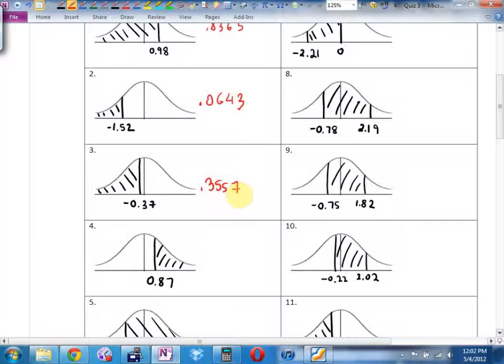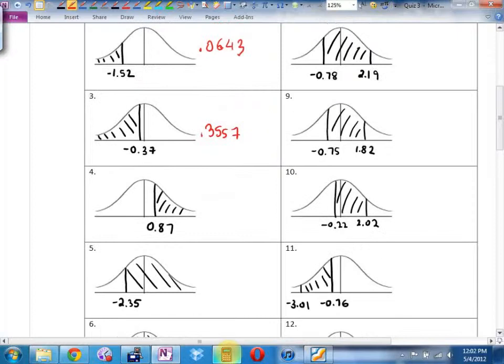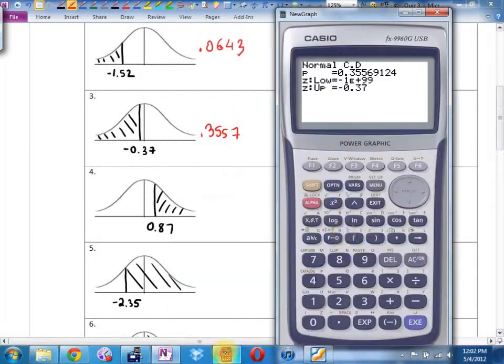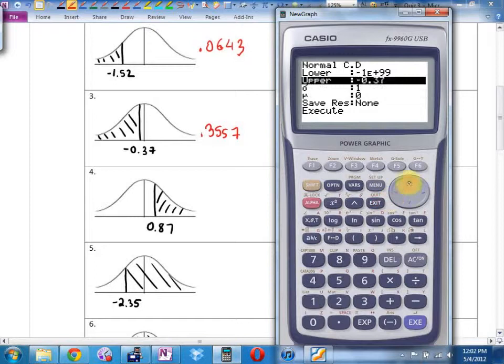Now, if you use the orange chart, Rachel, and some of you did, the first couple of digits should match. The third one might match. The fourth one probably won't. 0.87. Oh, to the right. So now my lower value is 0.87. My upper value is positive infinity. 0.1922.